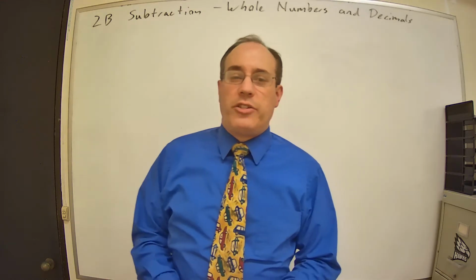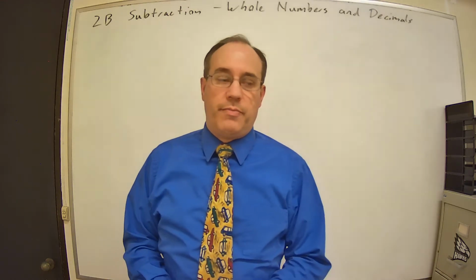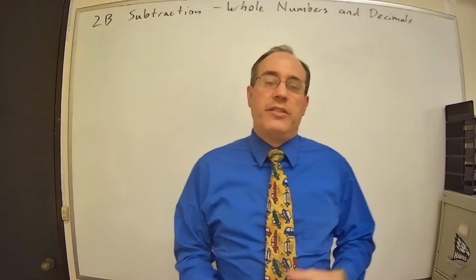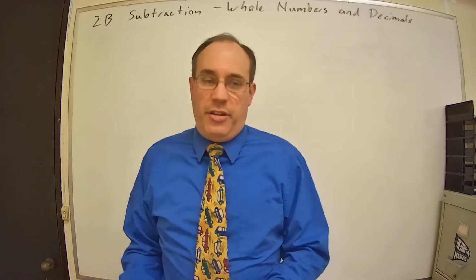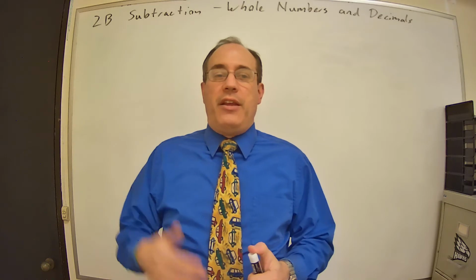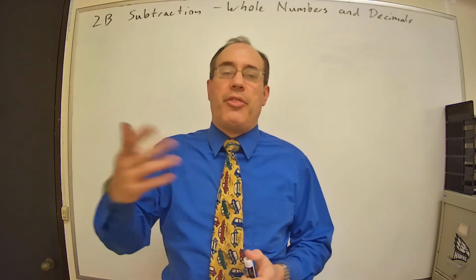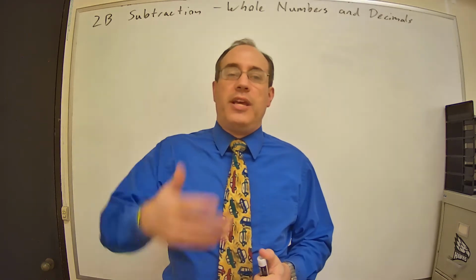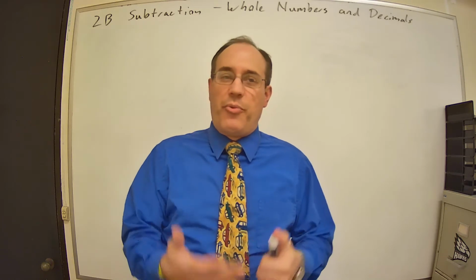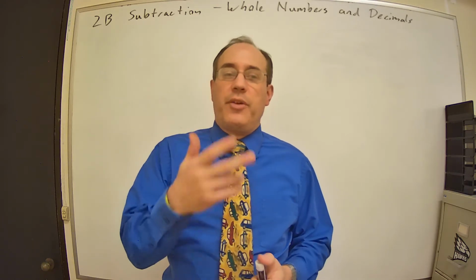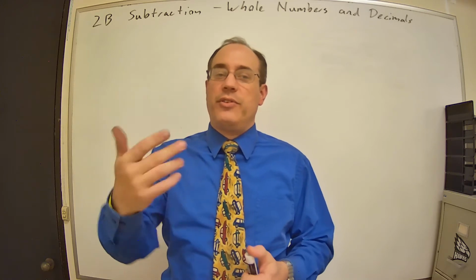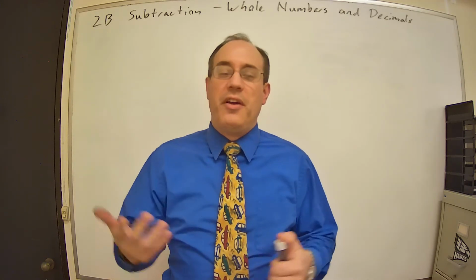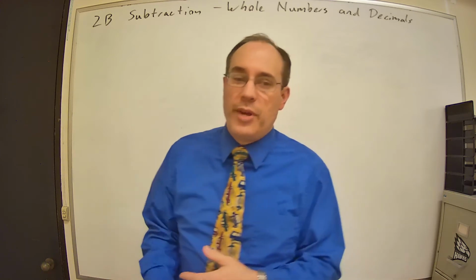2b, subtraction of whole numbers and decimals. So subtraction is taking away or undoing addition. If you added 1 plus 2, you got 3. 3 minus, which is another word for subtracting, 3 minus 2 is 1. 1 plus 2 is 3, 3 minus 2 is 1. 3 minus 1 is 2. Right? So it's basically undoing addition.